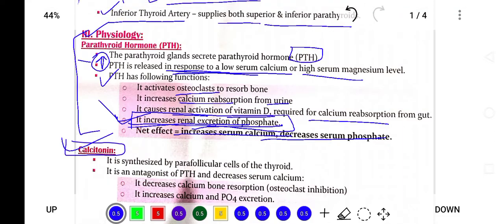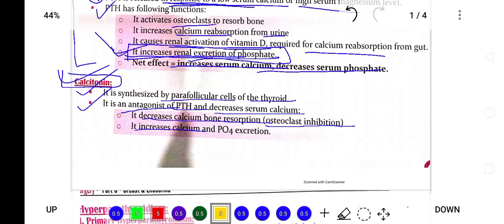Now, calcitonin is another hormone which is synthesized by the parafollicular cells of the thyroid gland. It acts as an antagonist of parathyroid hormone, meaning when excess parathyroid hormone is secreted in any malignancy or any other secondary underlying cause, calcitonin acts as an antagonist. It decreases serum calcium level, inhibits bone resorption by osteoclasts, and increases calcium and phosphate excretion. So calcitonin works opposite to the parathyroid gland.